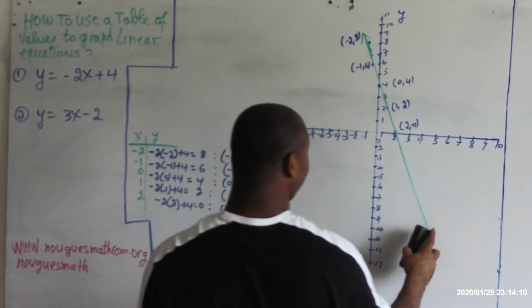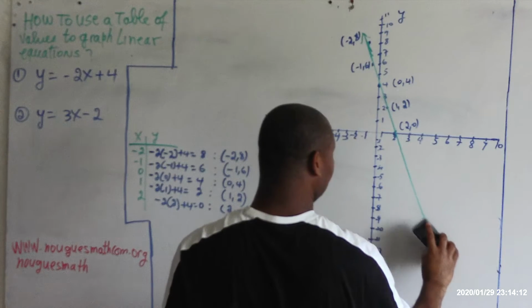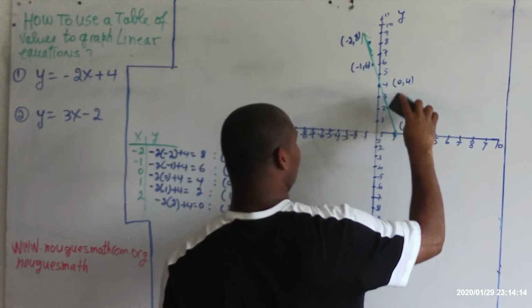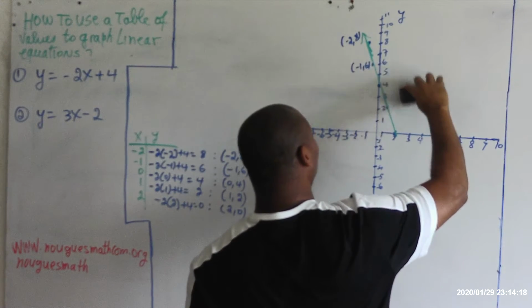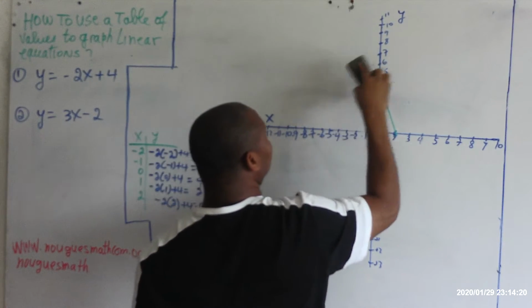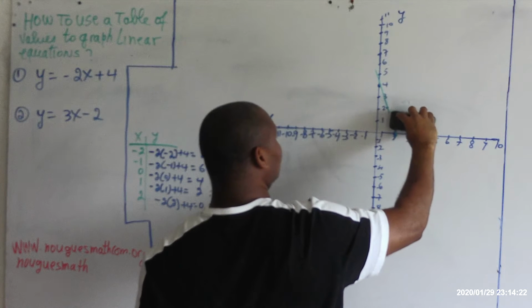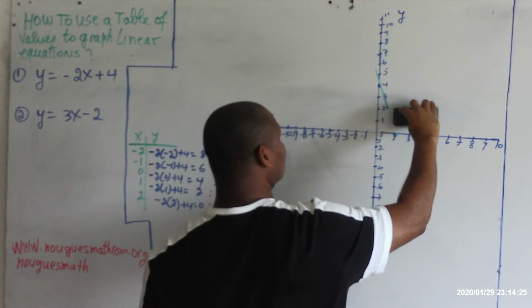Let's erase this. We're going to use the same points. Let's erase it on the graph, and the points. We need this.